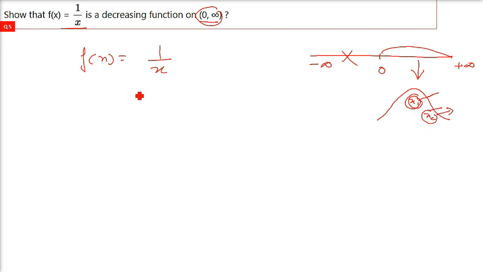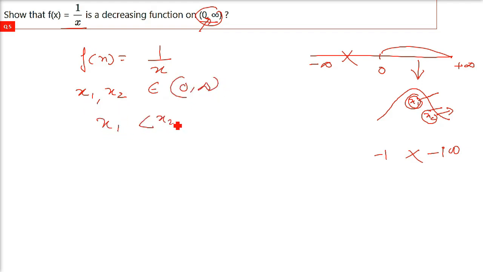In this kind of question, we say we are taking x1 and x2 belonging to the domain given in the question, 0 to infinity. So x1 and x2 are positive numbers. Negative 100 or negative 1 will not be done here. It's only positive. Then x1 and x2 we are just saying one number is lower than the other number: x1 is less than x2. 2 is less than 3, for example, just to make you understand.